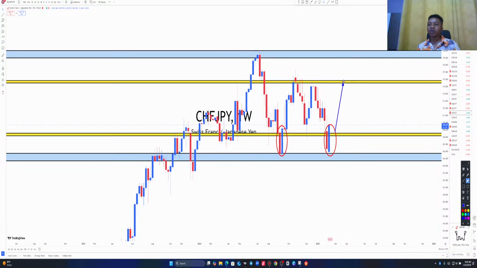You understand? So CHF JPY, as I said, for this one is very clear. We are moving to the upside. But how are we going to be able to pick an entry to the upside? Let's take it further to the daily time frame to have more understanding of it.